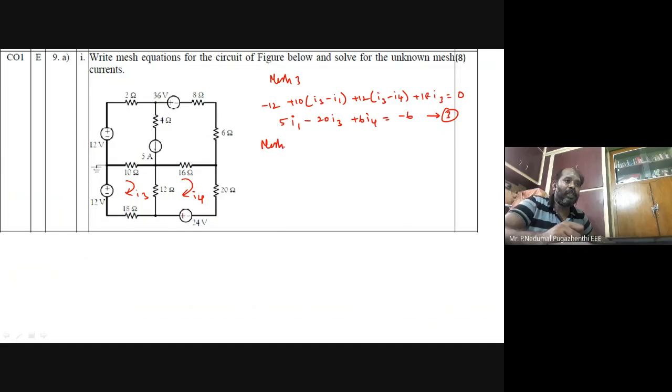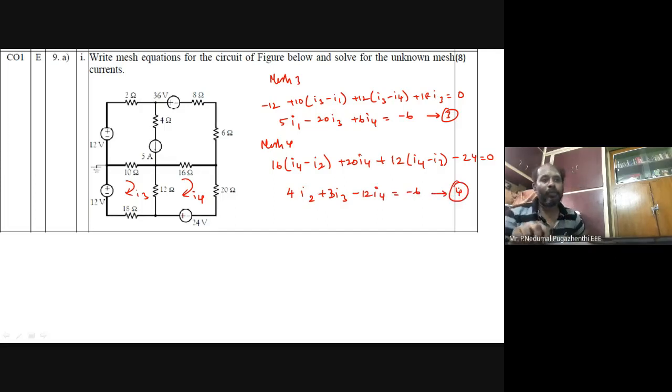Same way, mesh 4 gives me 16 into (I4 minus I2) plus 20 into I4 plus 12 into (I4 minus I3) minus 24 is equal to 0. So I will get an equation like 4I2 plus 3I3 minus 12I4 is equal to -6. This is my fourth equation.